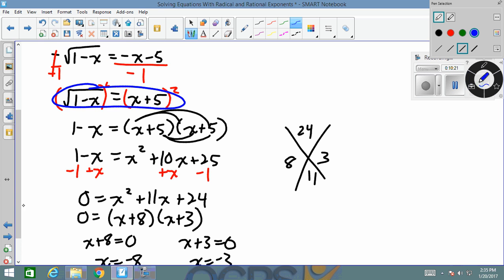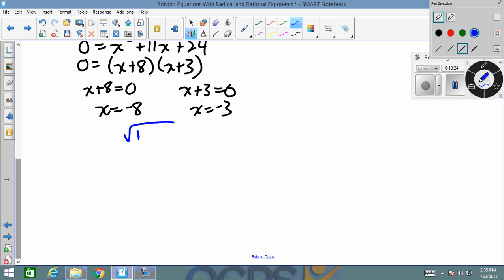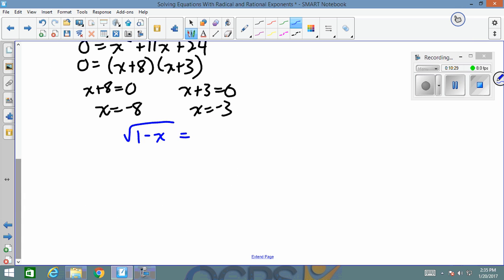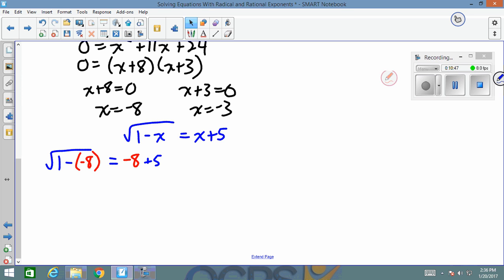The square root of 1 minus x equals x plus 5. Okay? And we're going to use our x's. So the square root of 1 minus negative 8 equals negative 8 plus 5. That's the change to a plus. So it's going to be the square root of 9 equals negative 3. So 3 equals negative 3. Not true. So that means that x equals negative 8 is extraneous.